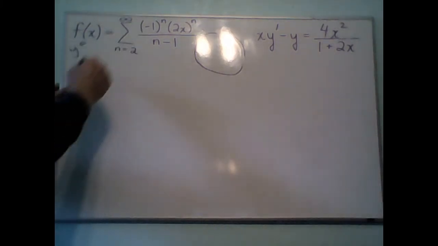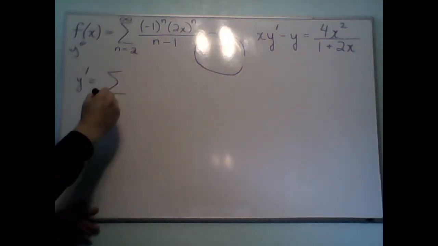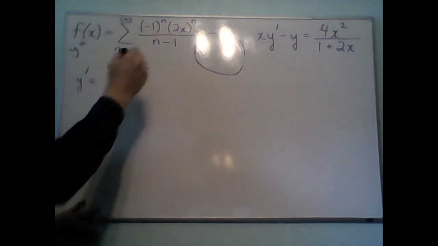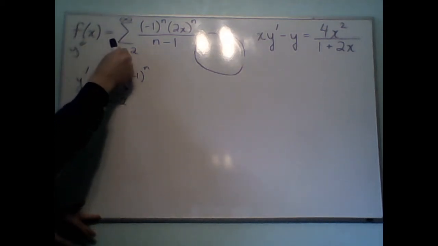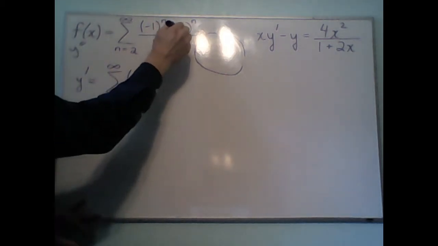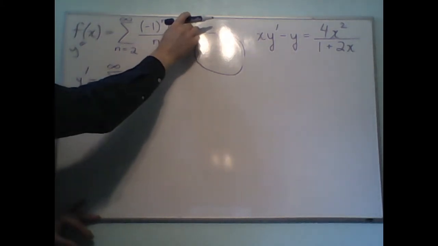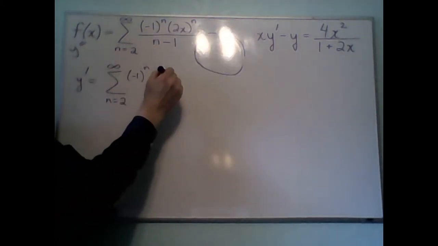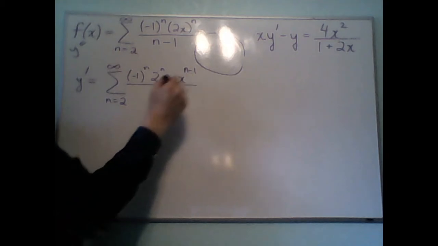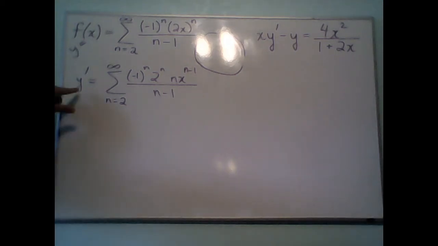So this is y, and therefore y prime, when I differentiate with respect to x, I'm going to get the sum from n equals 2 to infinity, negative 1 to the n. It's term-by-term differentiation, so you just differentiate each summand. 2x to the n is the same as 2 to the n times x to the n. So I'm going to differentiate x to the n in each summand. The derivative of x to the n is n x to the n minus 1, divided by n minus 1. All right, so that's y prime.